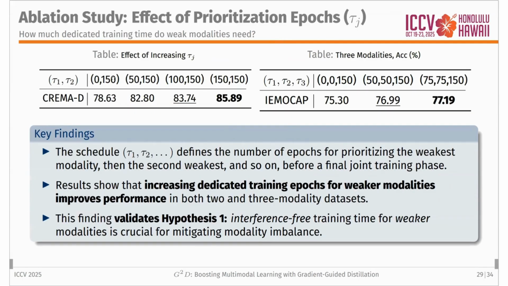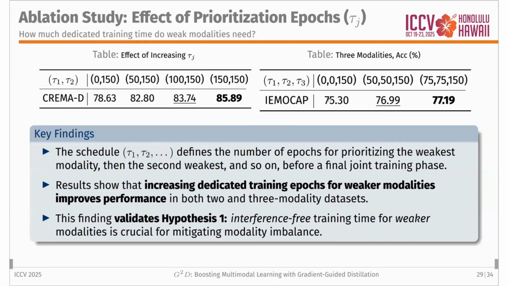Now we also do another ablation on the effect of prioritization epochs. So tau j is the number of epochs the weak modality is trained in isolation. I mean, the gradients of other modalities are made zero. So if you look at CREMA-D, the first column shows the accuracy for only using the G2D module without SMP. The second column shows that we use SMP, but only for the first 50 epochs, where the weak modality was trained in isolation only for 50 epochs. And then the next column shows it for 100 epochs and then for 150 epochs. So we see that as we increase the number of dedicated training epochs for the weaker modality, it improves performance. And the same is seen for the IEMOCAP dataset.